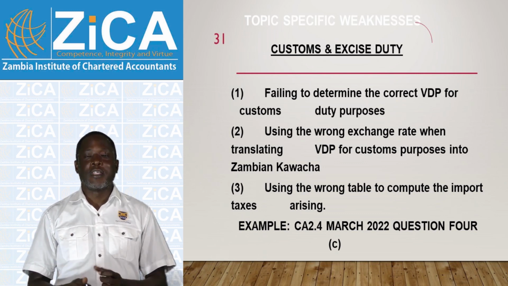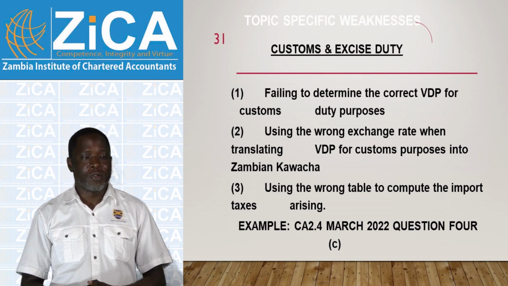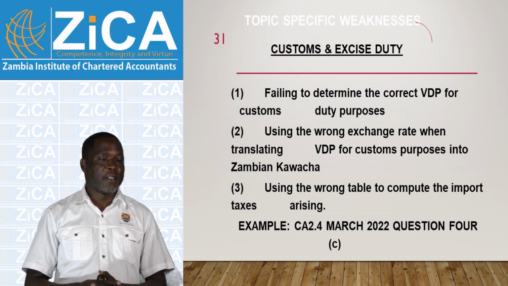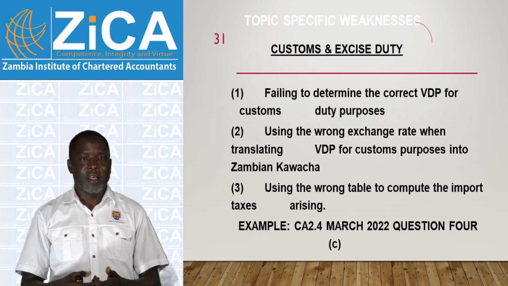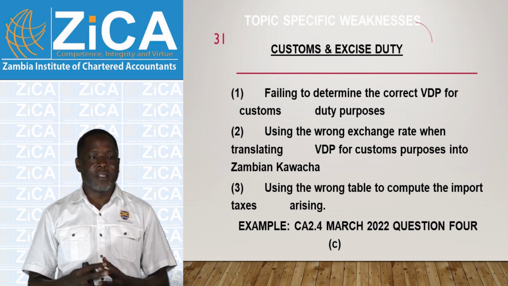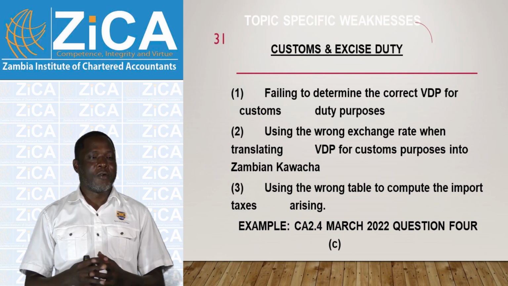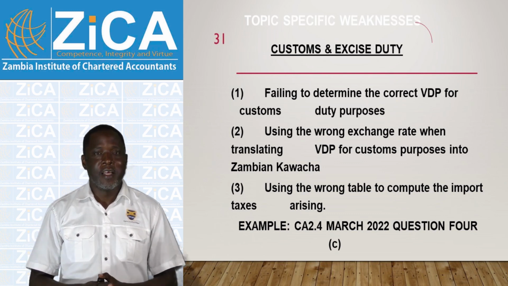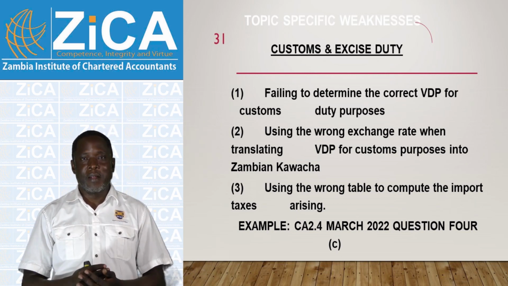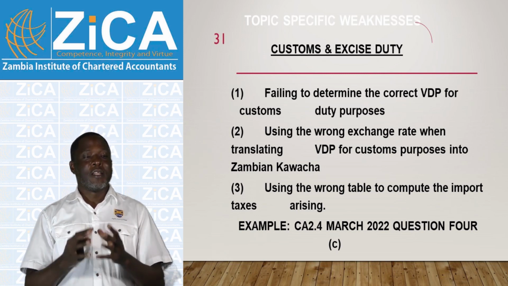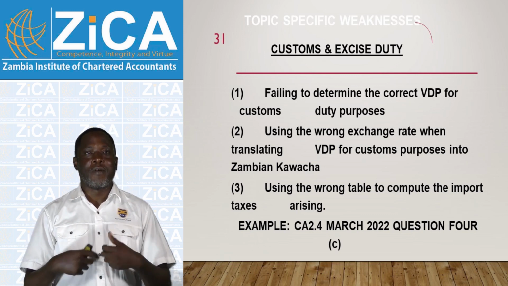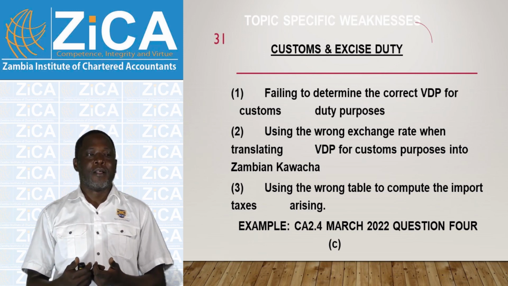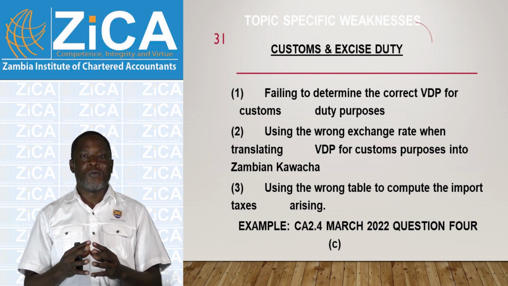Another challenge is using the wrong exchange rate when converting the VDP for customs purposes into Zambian kwacha. So you should always use the rate approved by the Commissioner General of the ZRA. Now, when it comes to computing the customs duty itself arising as well as the excise duty, the main challenge there is using the wrong taxation table to compute those import taxes arising. So in the examination, you are given two tables. The way we determine the import taxes arising on the importation of motor vehicles depends on whether the motor vehicle which has been imported is a brand new motor vehicle, or a second-hand or used motor car aged 2 years and above. So even in the taxation table, we are given two taxation tables.